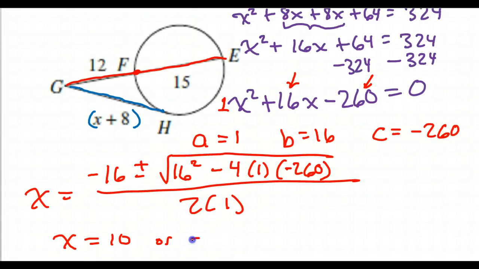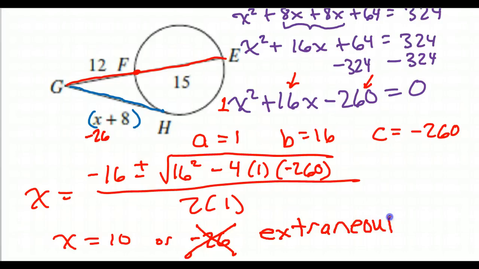Now, sometimes we get solutions that are extraneous, meaning they would not make sense in this particular problem, and we have to throw them out. For example, the negative 26. If I put the negative 26 in right here, that's going to give me a negative number, like negative 18. You cannot have a negative length. So negative 26 will not make sense in this problem. It is extraneous. Throw it out. So x equals 10 is the only solution for x.